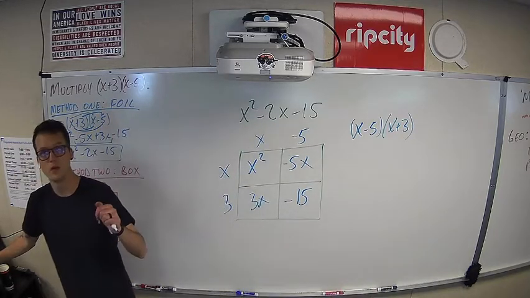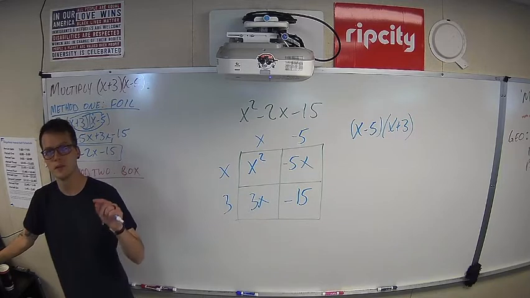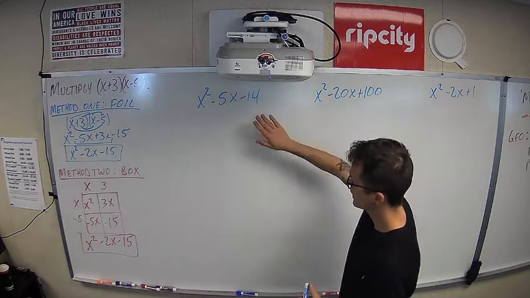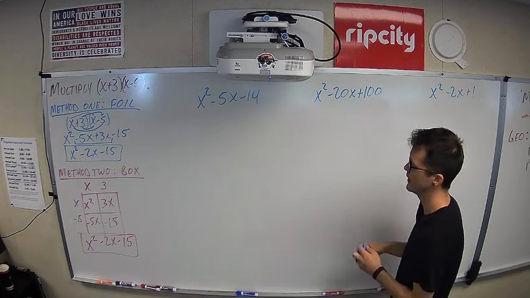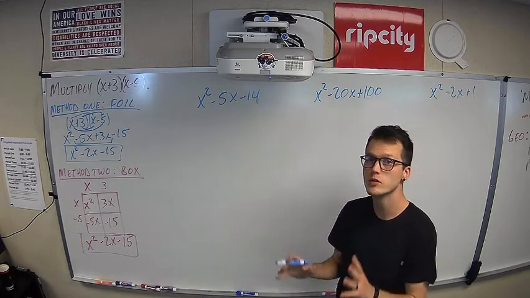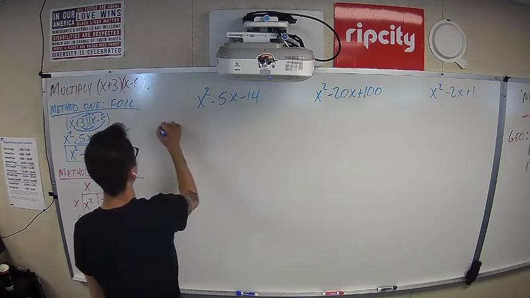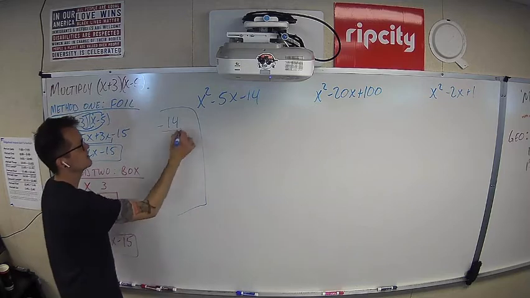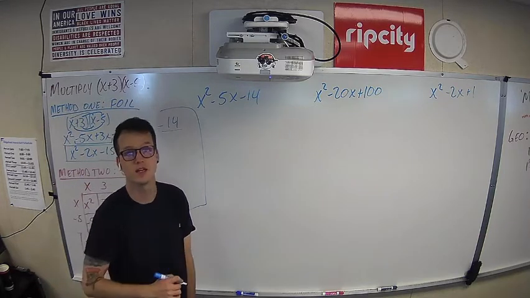Okay, next I'm going to do a handful of examples. I'm going to zoom through them. Stick with me. Okay, here are 3 examples. This first one here, x squared minus 5x minus 14. The first thing I would do is a little bit of work on the side. I would take my negative 14, and I'm going to list all of the factored pairs of negative 14.